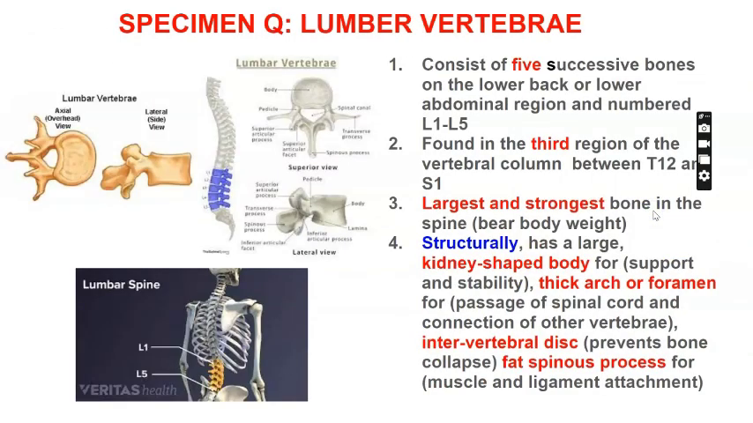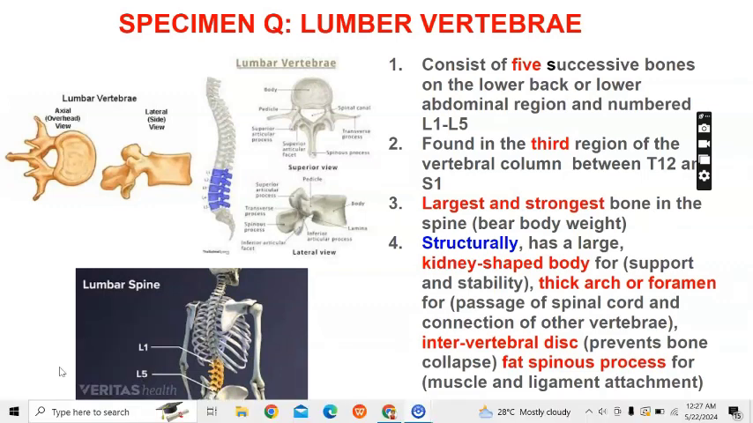Then quickly we have the lumbar vertebrae, which is specimen Q. The lumbar vertebrae consists of 5 successive bones located on the lower back of the abdominal region. Here it is. It is usually labeled L1 to L5. You can say the lower abdominal region. It is found in the third region of the vertebral column, after the cervical and the thoracic, then you have the lumbar vertebrae. The lumbar vertebrae is the largest and the strongest bone in the spine, because it is the bone that bears our body weight.